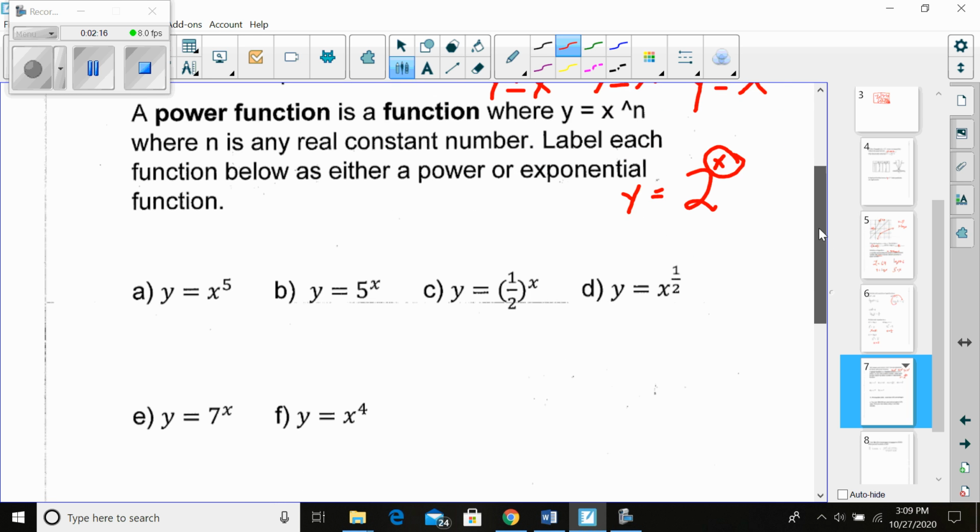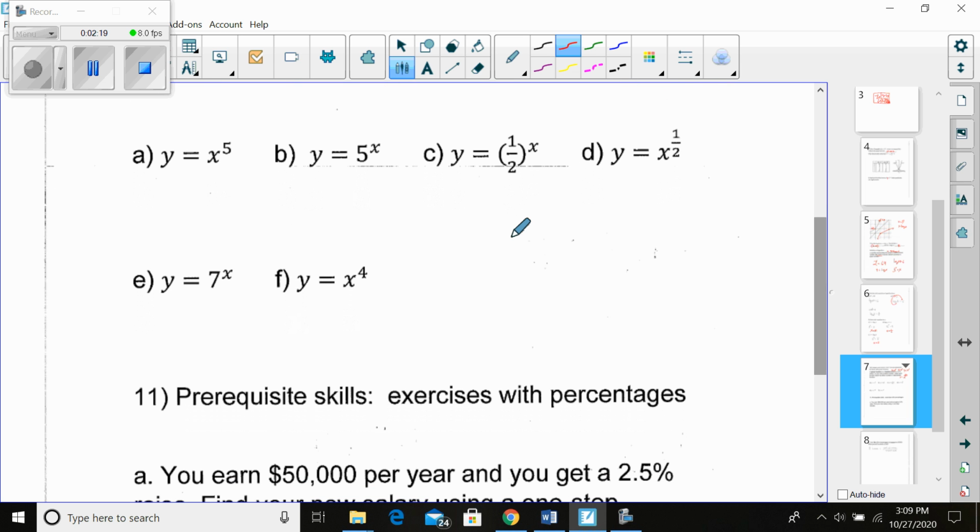So spend a minute labeling A through F. Pause the video and get those labeled. All right, so I'm labeling P for power, EX for exponential. Remember, exponential can be exponential decay or growth. This is a power function, so x to the 1/2 is still a power function. And that's exponential, and that's power.